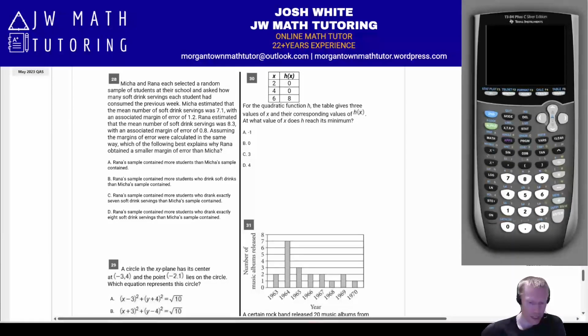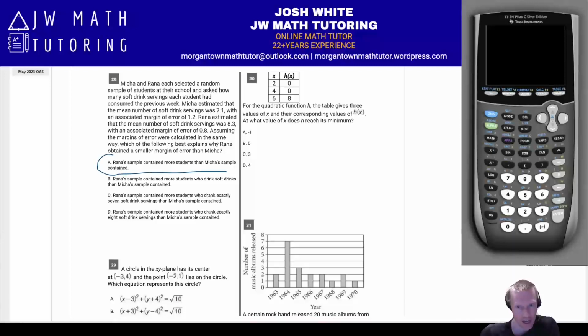All right, now question 28 at the top. The correct answer for this one is just going to be letter A. The whole reason is because a smaller margin of error corresponds to a larger sample size and vice versa, meaning a larger margin of error corresponds to a smaller sample size. That's just a basic fact or property that applies to surveys or statistical sampling. So that's something just to memorize for the test. That's it.